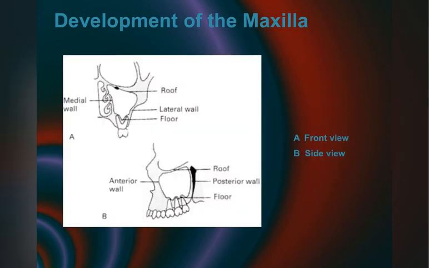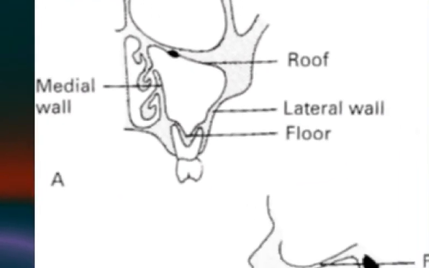I'll show you where it is. Where is the middle meatus? So you see here the nasal cavity. On the lateral sides of the nasal cavity we have 3 elevations called concha: superior concha, middle concha, inferior concha. And underneath the middle concha we have what is called the middle meatus.